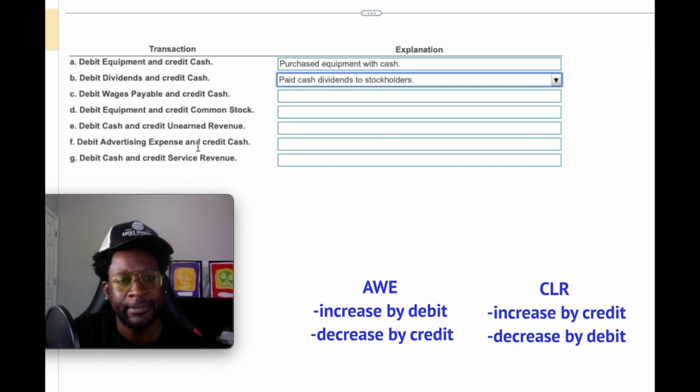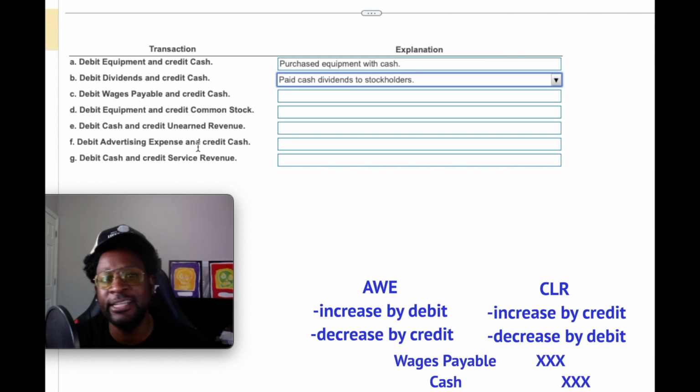Moving on. Debit wages payable and credit cash. Again, we already know, gang, cash is a part of the all gain, which means that if we're crediting it, it's going down. So cash is decreasing in the company. What about wages payable? Payable means it's a liability. And since it's a liability, we already know what gain that one belongs in: the clear gain.